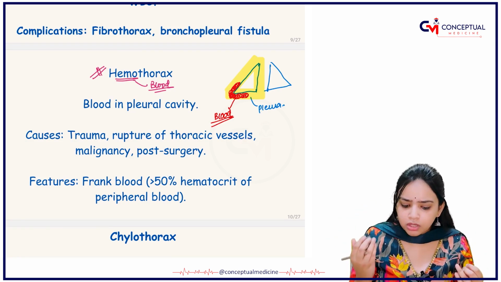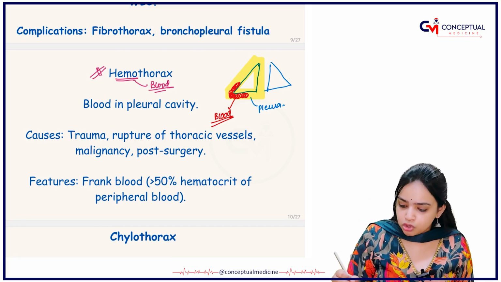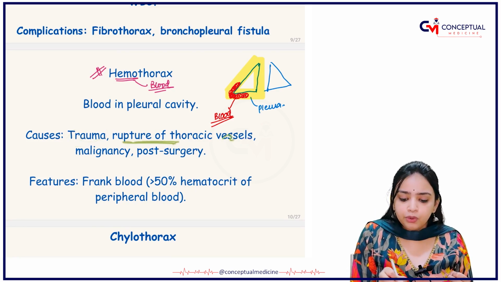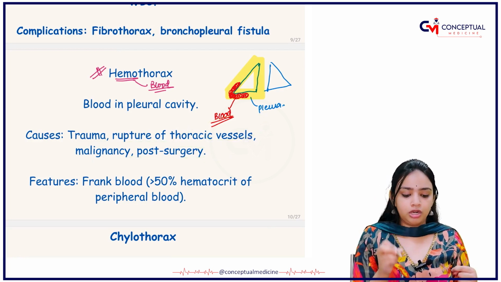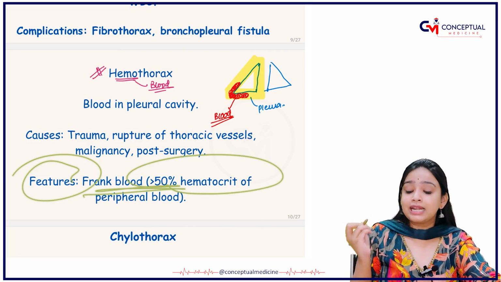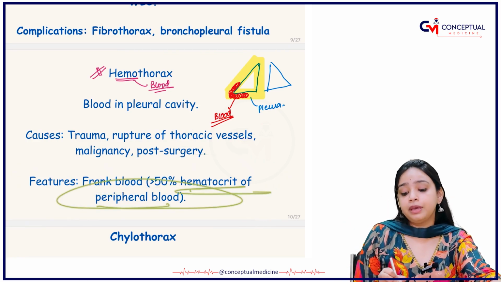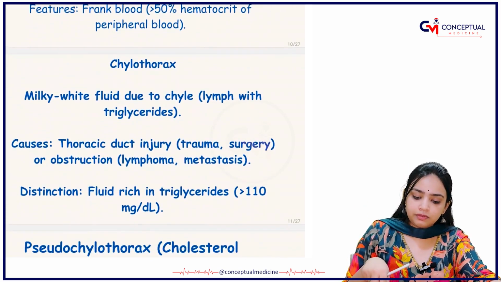What are the causes? Why is the accumulation of blood taking place? So the causes of this are mainly due to trauma, mainly due to rupture of thoracic vessels, and mainly it is post-surgery. What are the features? There will be frank blood. What is frank blood? That means more than or equal to 50% of the hematocrit of peripheral blood. So we will read this in our hematology lectures as well.